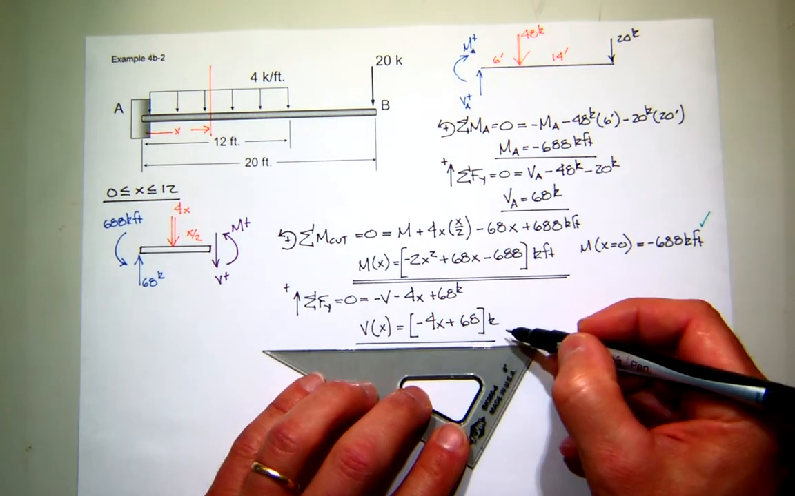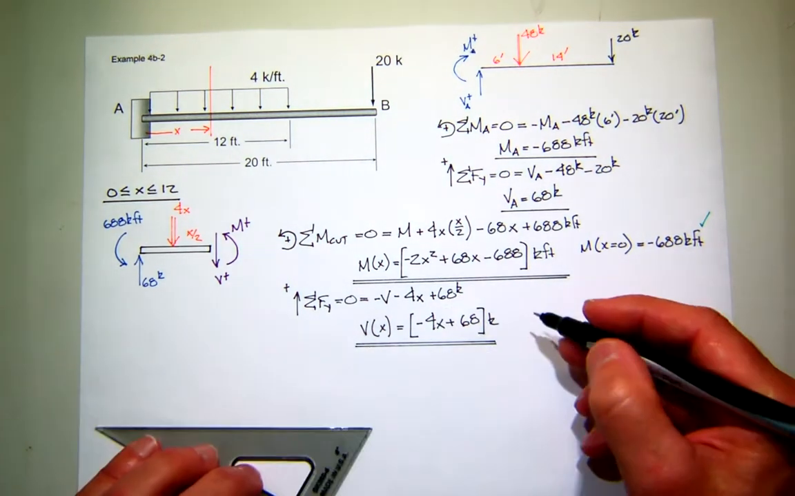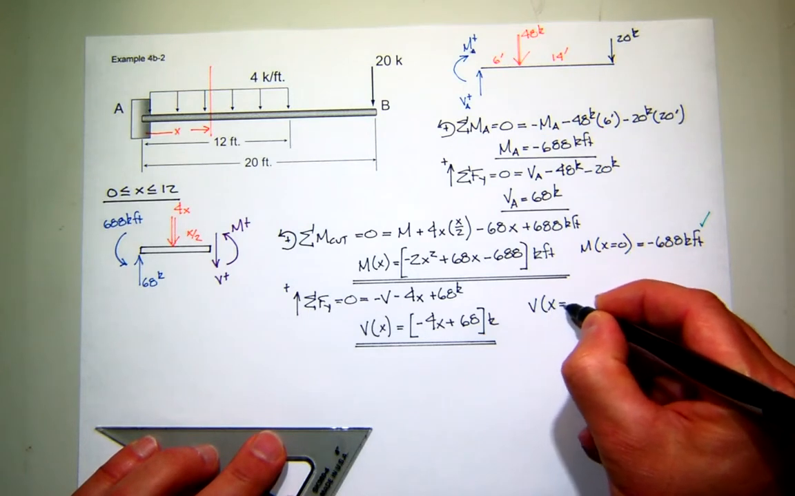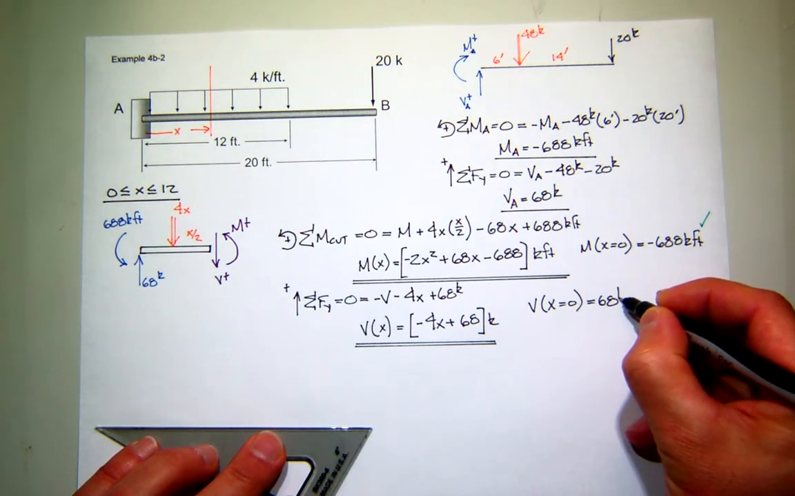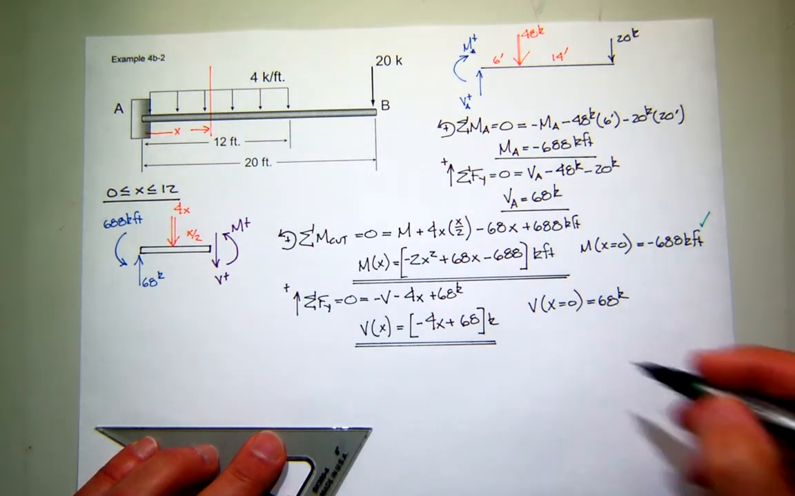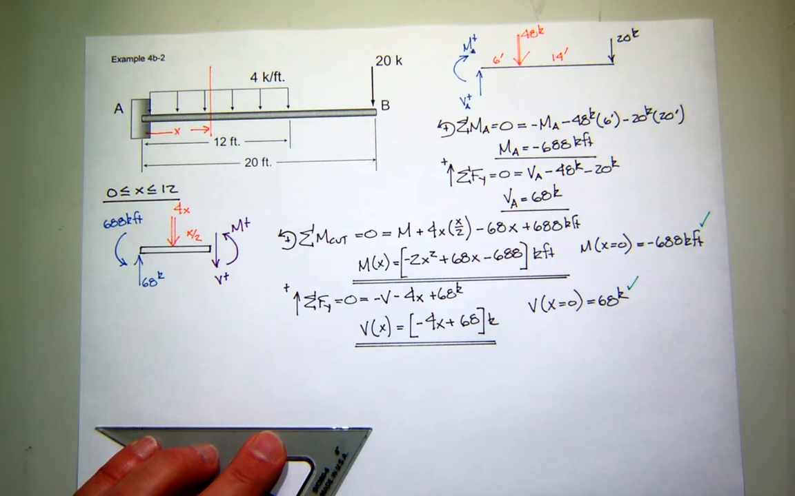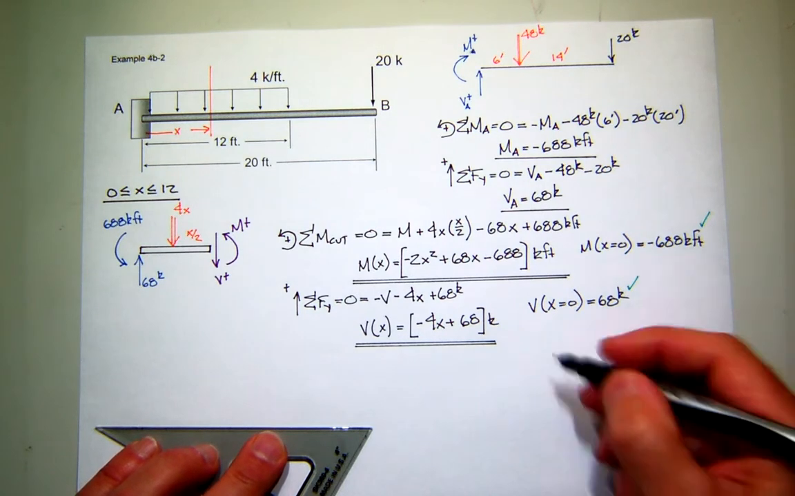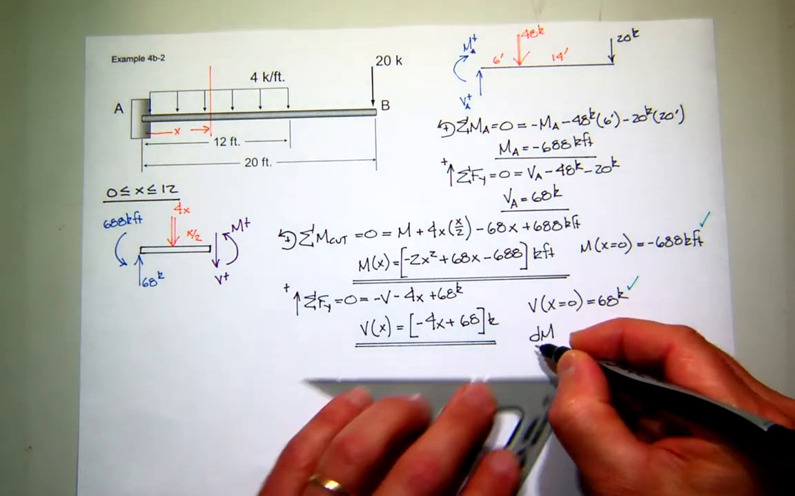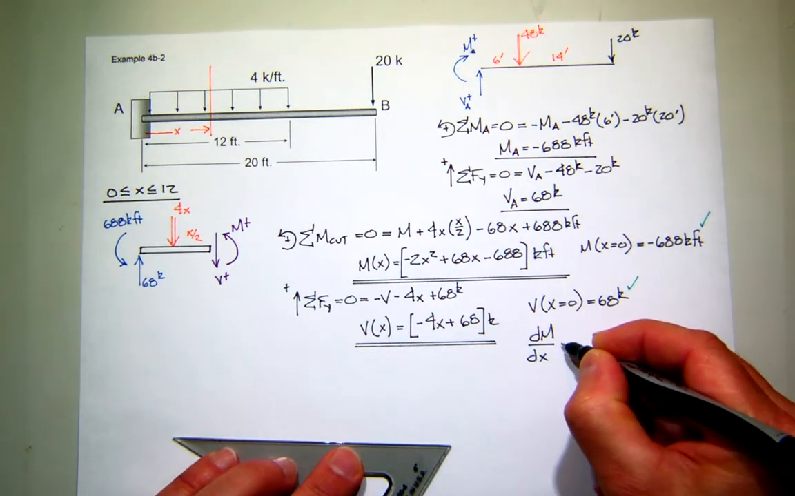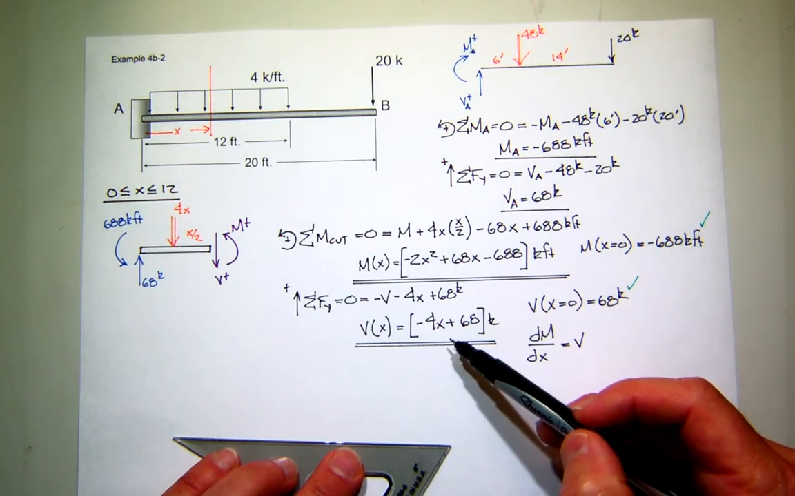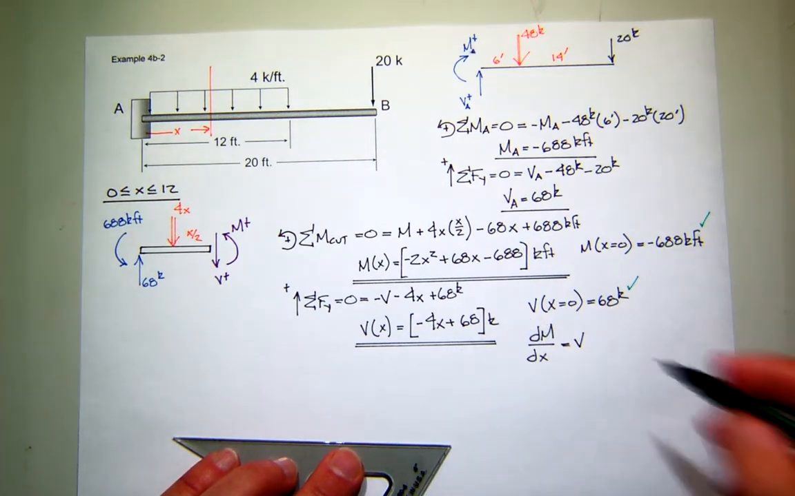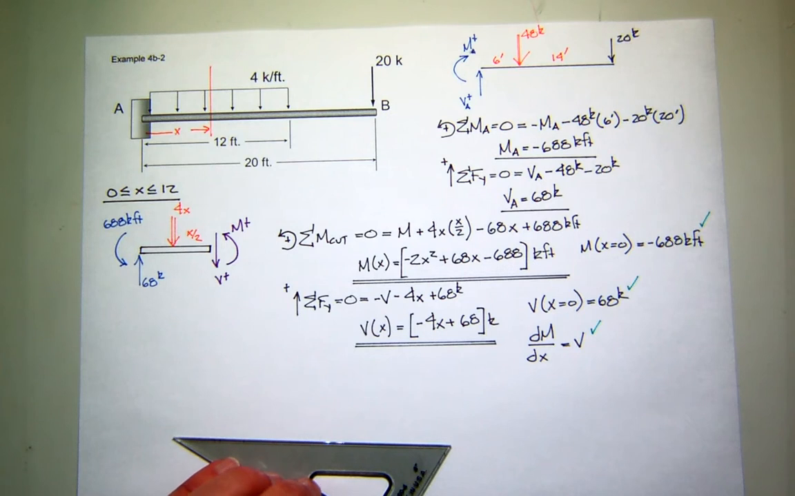Does it match what we know about the shear? Well, we know the shear at x equals 0 should be, according to our calculations, 68. Do we get that? X equals 0, 68. We also know informally that if I take the derivative of the moment with respect to x, I should get the shear. Is that true? If I take the derivative of my moment equation, do I get the shear? It's true. Yes. True. I like that. Check. So far, so good.